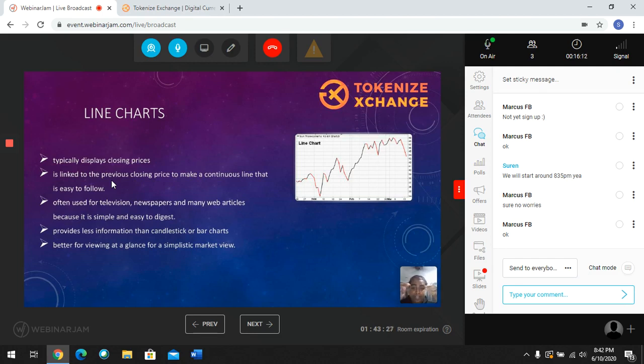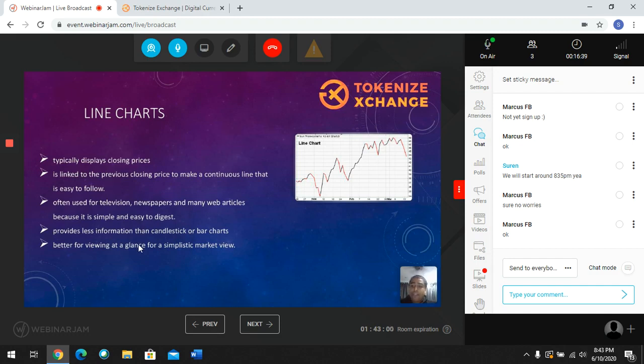So it's basically just to get a kickstart on how to draw on the technical charts. And line charts are often used for television, newspapers, and many web articles because it's simple and easy to digest. So if I want to do any presentation for my clients, I will refer to a line graph, because they will have a clearer understanding of what's happening to the pattern or the trend.